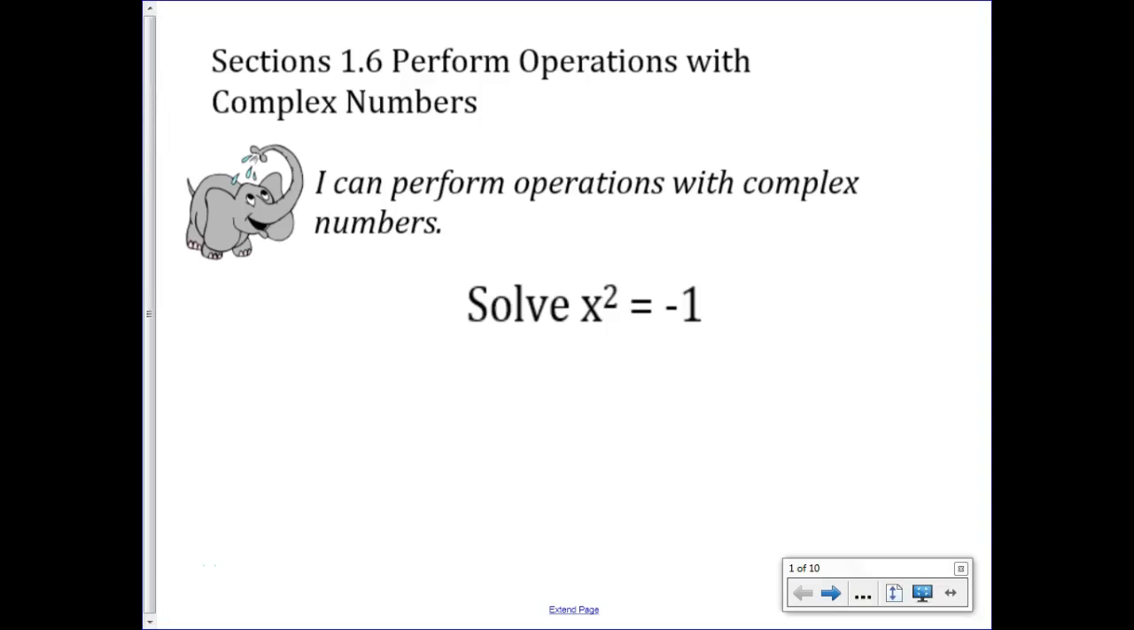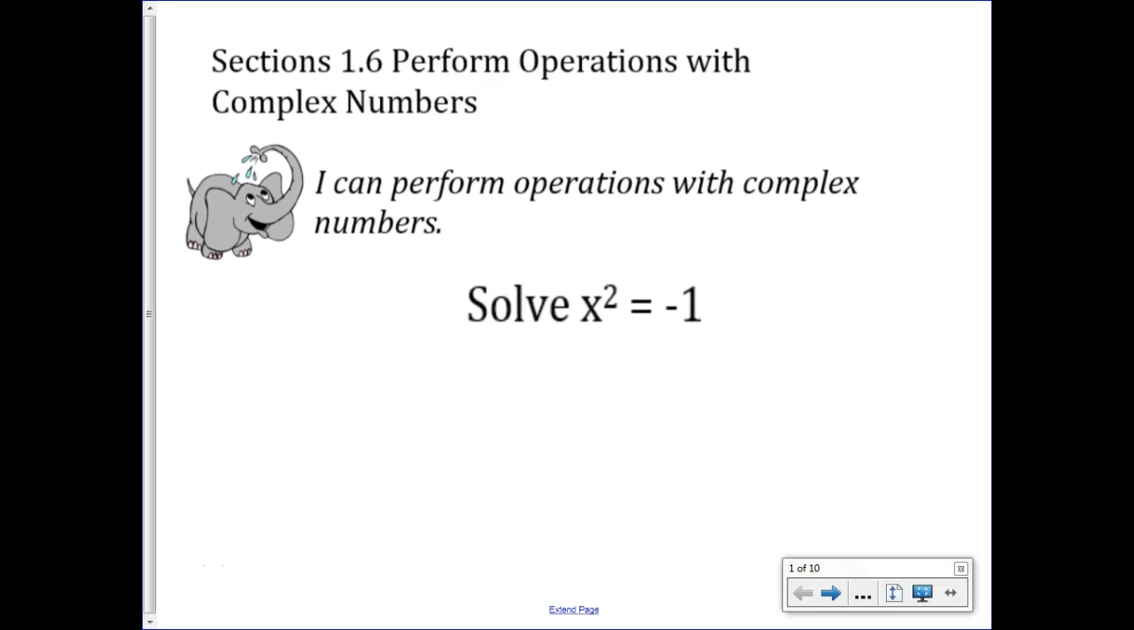Hey guys, today we're getting into something really exciting. We are going to talk complex numbers. So complex numbers are numbers that are not real, or a combination of real and non-real numbers.